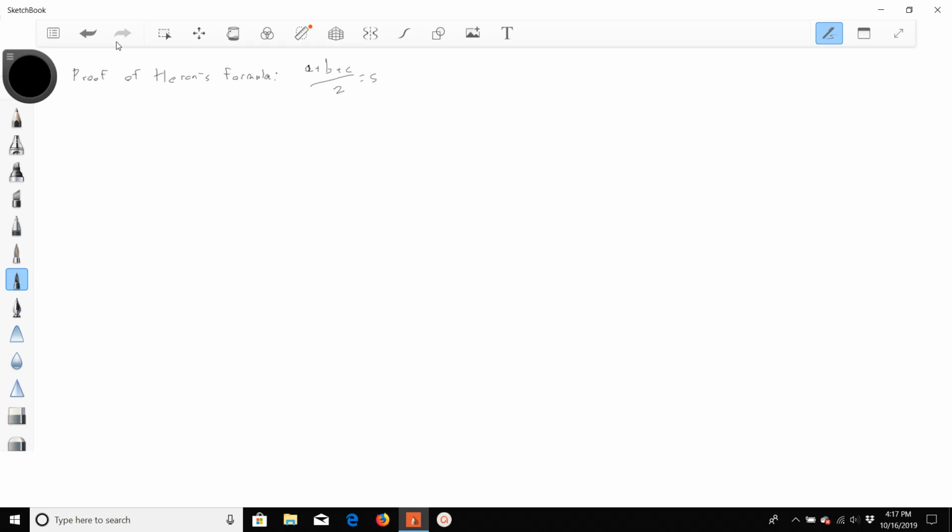So, let's start the proof with a triangle. And let's call this side a, that side b, and this side c. I'm going to call the angle opposite to a alpha, the angle opposite to side b beta, and the angle opposite to c, I'm going to call that gamma.